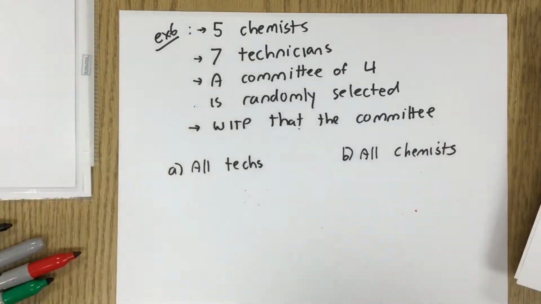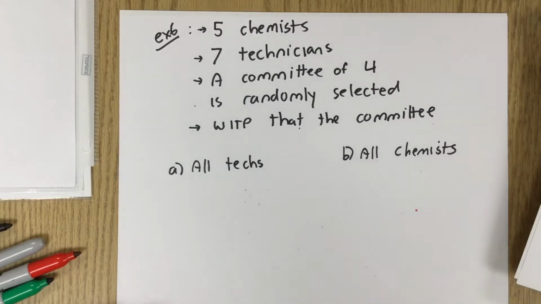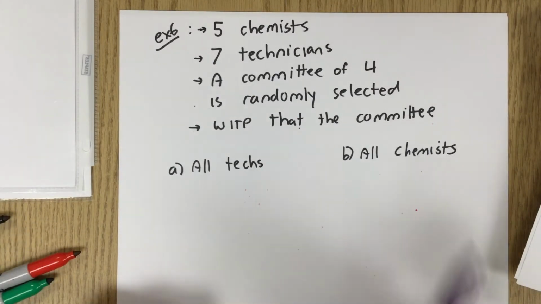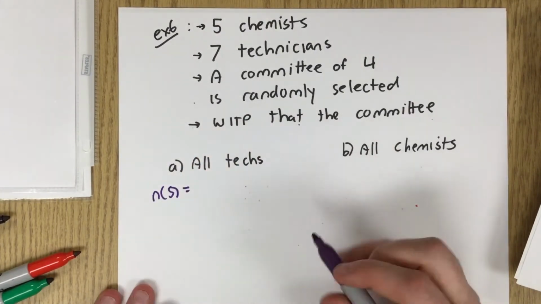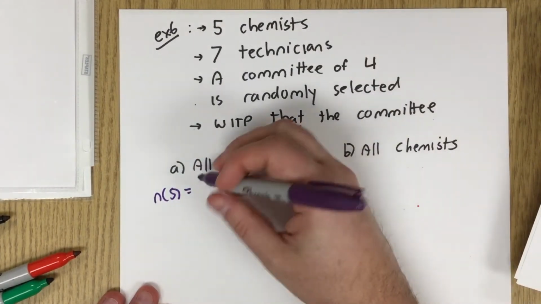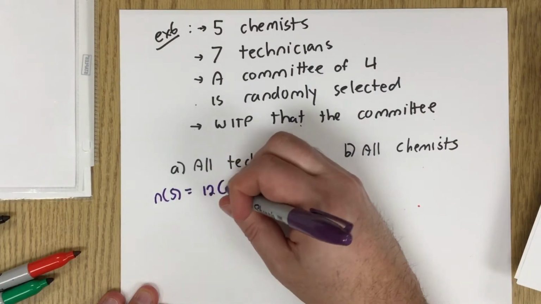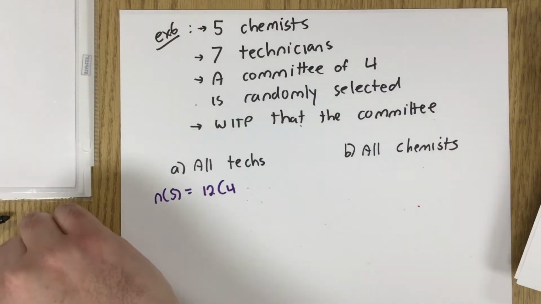The committee is going to be randomly selected, so we're going to throw the names into a hat and pull out 4 of them. I want to know the probability that the randomly selected committee meets some conditions. The first condition: what's the probability that it's all technicians? The N_S in this case is 12. We're choosing 4 of them, so it's just 12 choose 4.